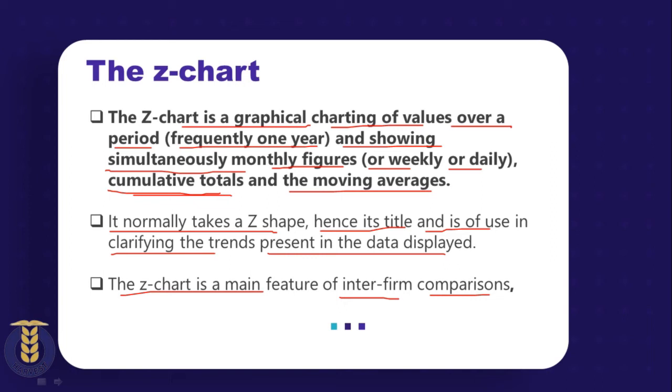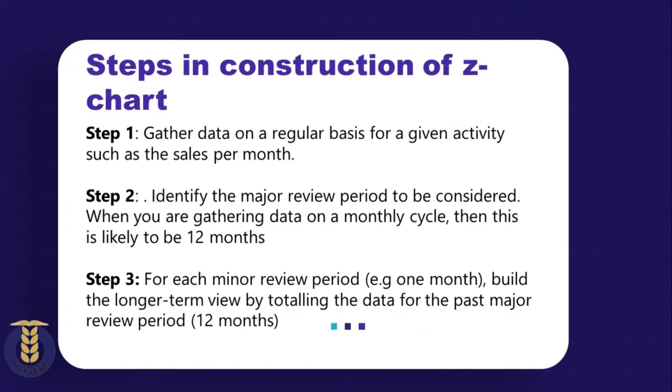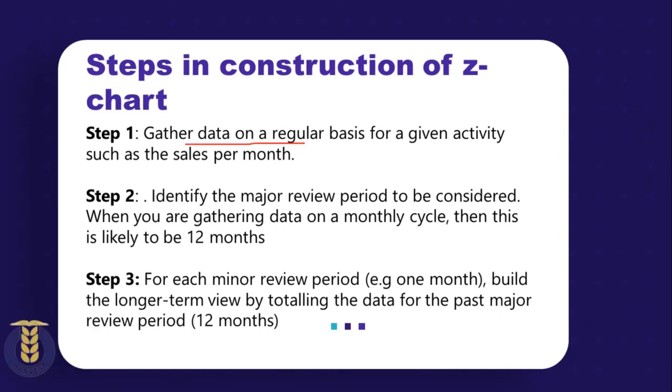long term. So the question is, how do we construct the Z chart? There are 5 major steps. Step number 1, what we do is to gather data on a regular basis for a given activity, such as sales per month. So we can collect information of maybe sales per month.